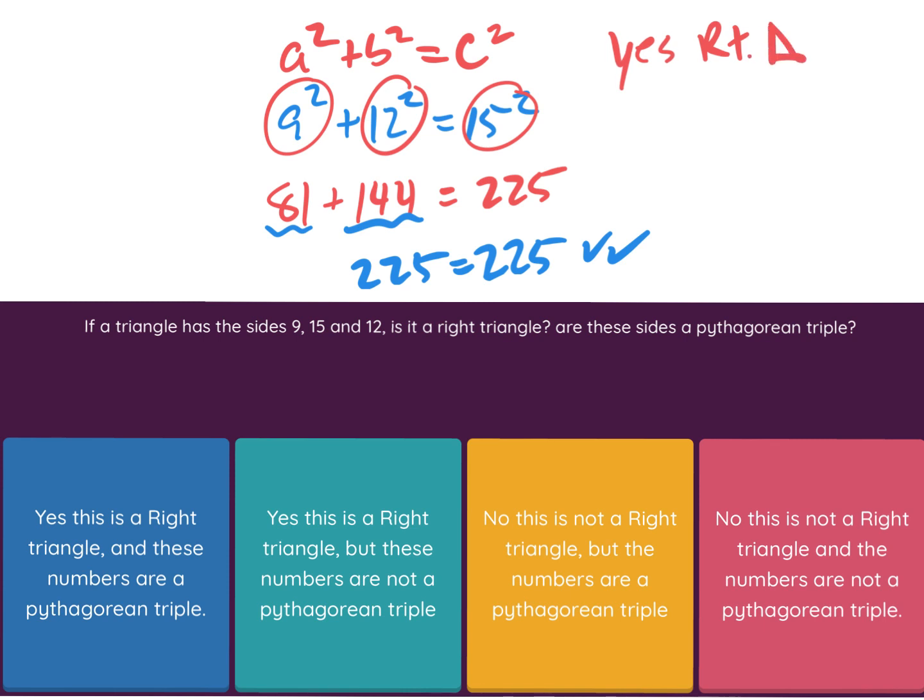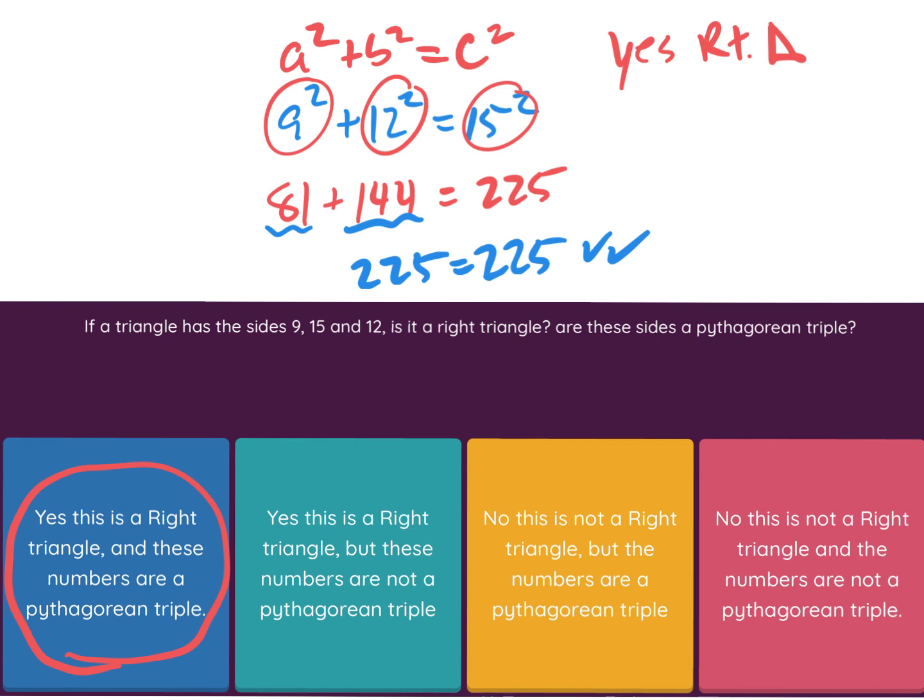Okay, so it asks us, if it has these sides, is it a right triangle? The answer is yes. Are these sides a Pythagorean triple? Well, if you have counting numbers, as in regular numbers, right, like 9, 15, and 12, then yes, they're a Pythagorean triple, right? So which multiple choice option is the correct one? This one right here. Yes, this is a right triangle, and these numbers are a Pythagorean triple.